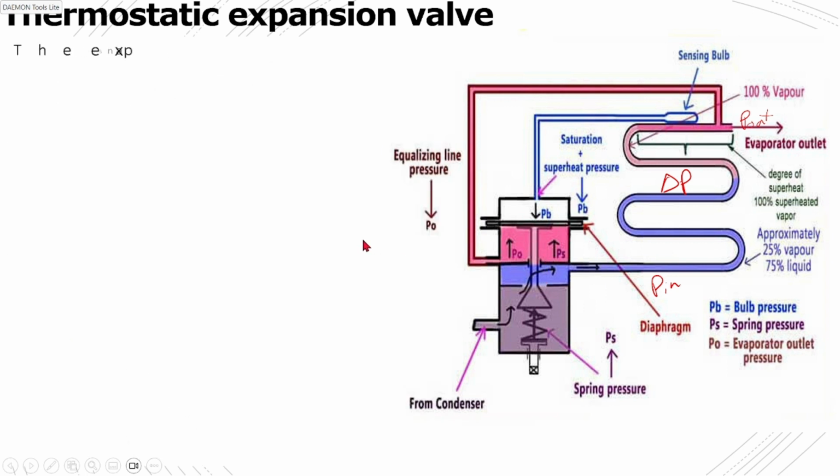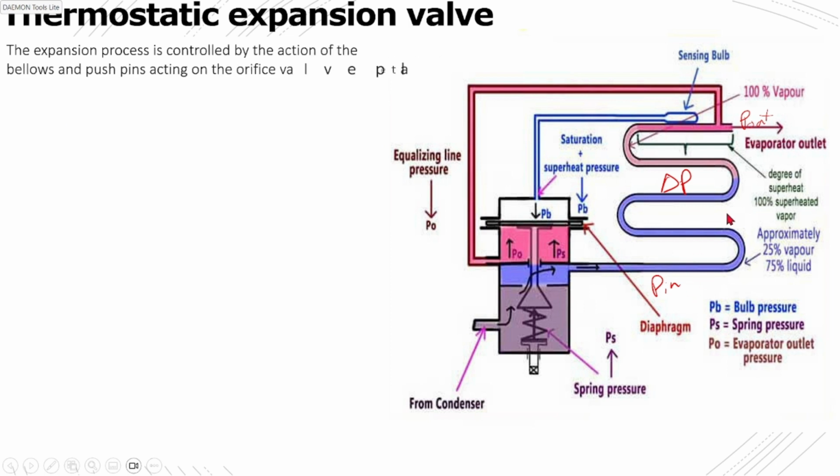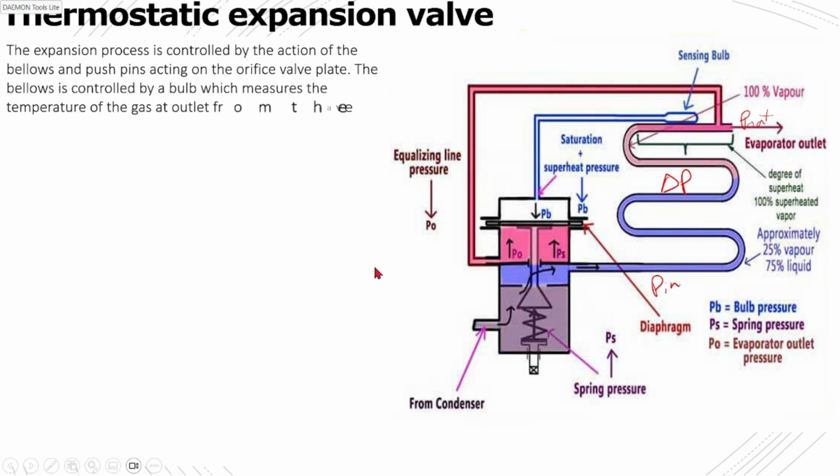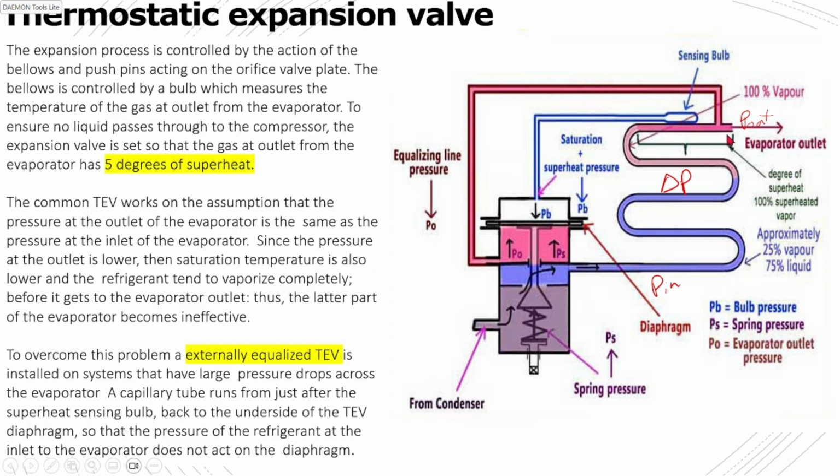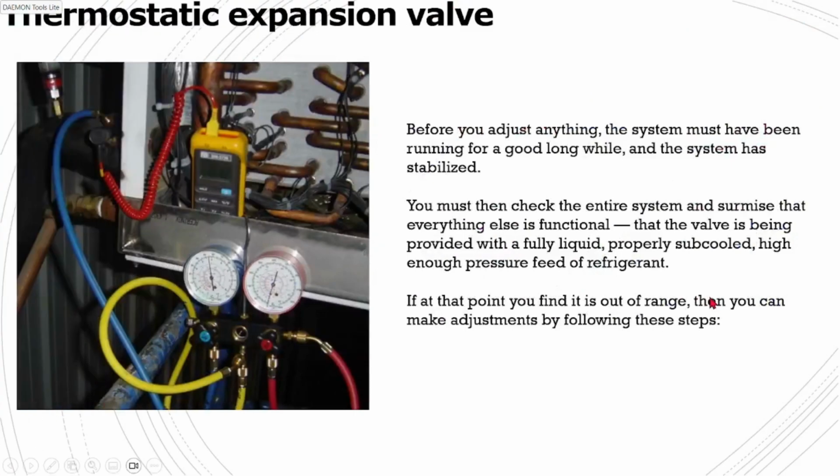So which means it has to overcome the pressure drop across the evaporator, right? By using the external equalized valve, the large pressure drop across the evaporator can be eliminated. So that is how the expansion valve works. And now let's see how the expansion valve is set.